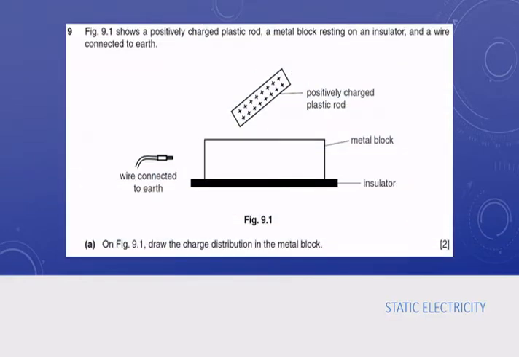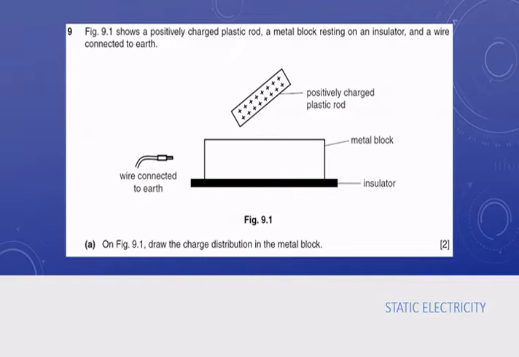Let's move on to question number 9. Question number 9 is about static electricity. Figure 9.1 shows a positively charged plastic rod, a metal block resting on an insulator, and a wire connected to earth. Question A. On figure 9.1, draw the charge distribution in the metal block.